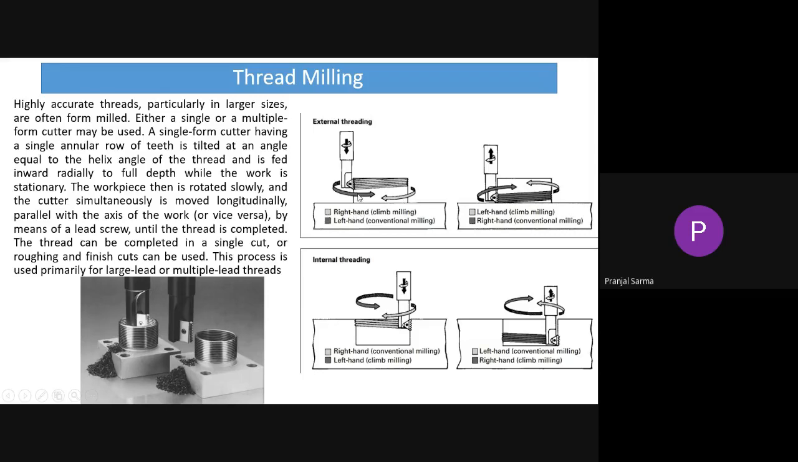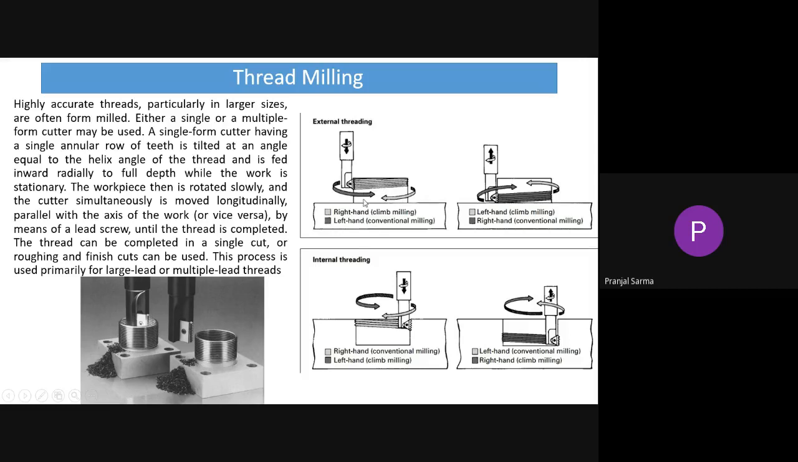During that time, initially the work will be stationary, and after that we start rotating the workpiece. Simultaneously and synchronously, we move the cutter longitudinally, parallel to the axis of the work. If this is the axis of the work, the tilting has been done equal to the helix angle. Then radially we feed it inside up to the full depth, so that later, when we give the relative movement between the tool and the workpiece, this cutter is going to cut that particular thread profile.